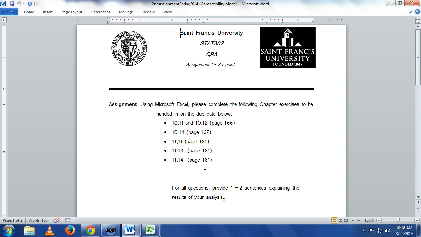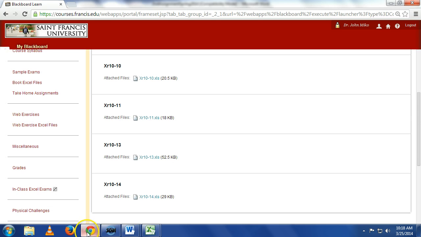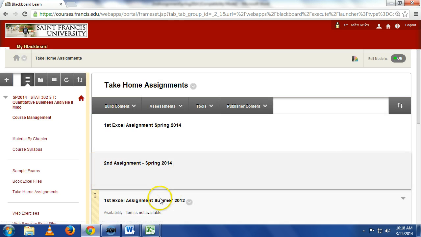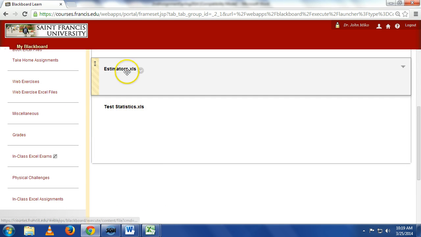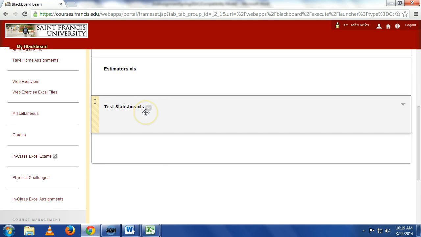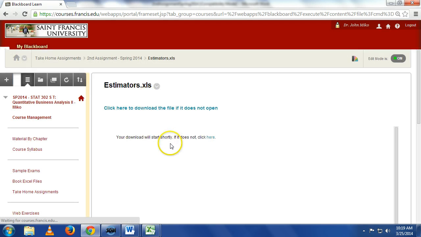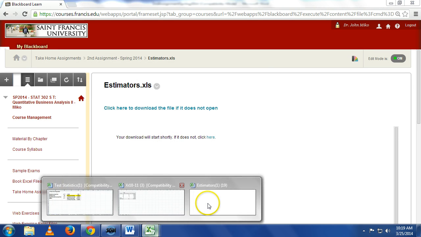So if we go to Blackboard, okay, remember there are two files that we have in Blackboard under take-home assignments, under second assignment. We have estimators and test statistics. Which one am I going to use here? Which one am I going to use, under estimators or test statistics? I'm going to use estimators. Okay, we're doing an estimate. So I bring this up.